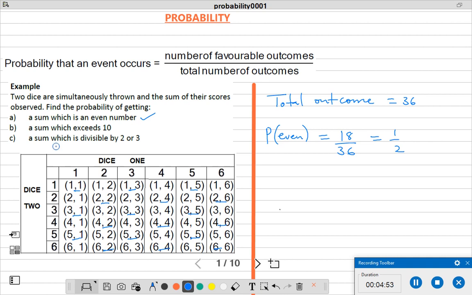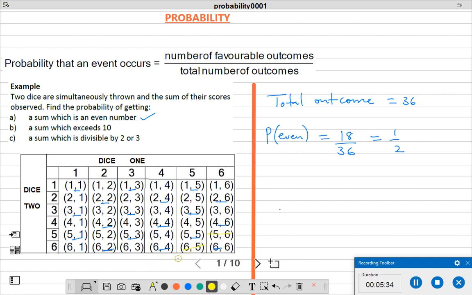Now, secondly, the sum which exceeds 10. Along this line, I think the biggest is here, 7, so it is less than 10. Along here, when you add, no sum exceeds 10. Apart from here, this is 5 plus 5, you get 10, but it should exceed. This is just equal. So we start with 5 plus 6, that is 11. So this one exceeds 10.